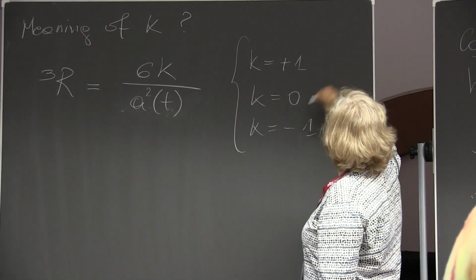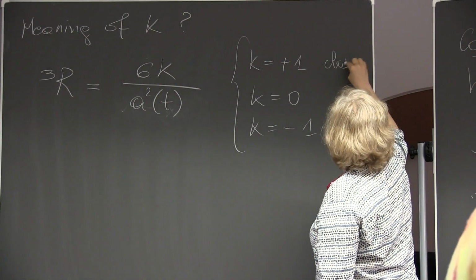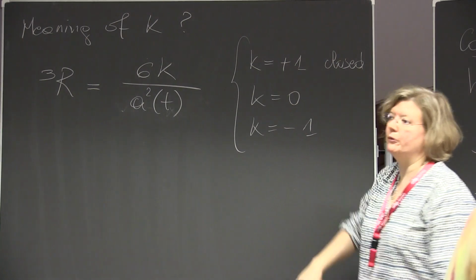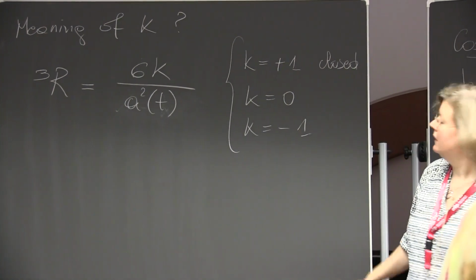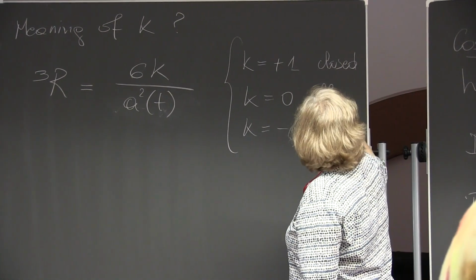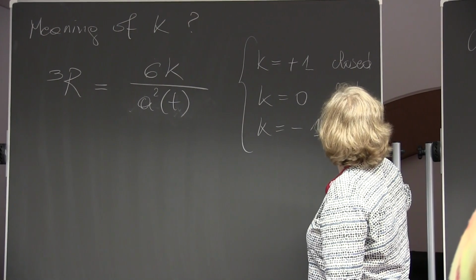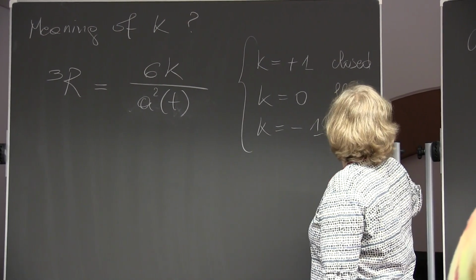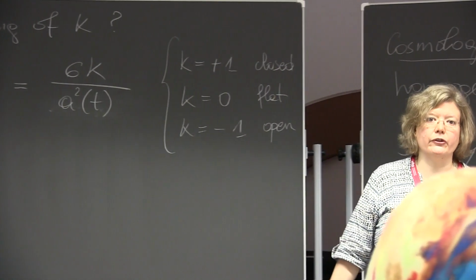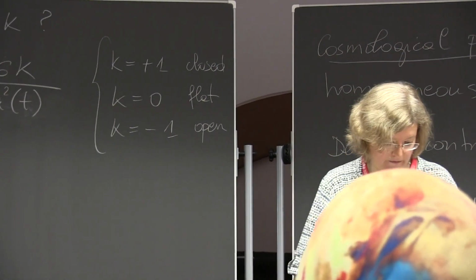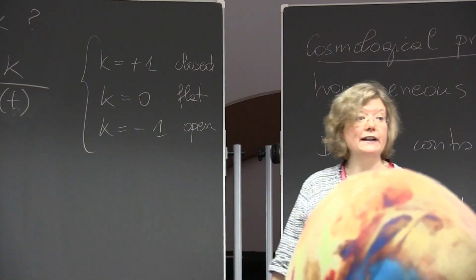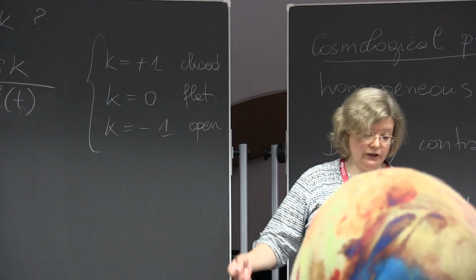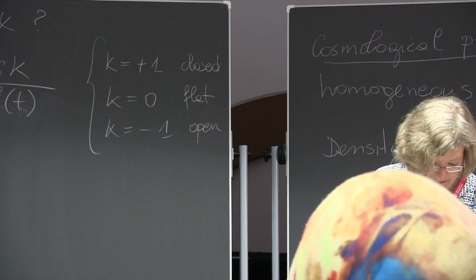And +1 is, of course, the closed universe with positive curvature. If you want to think about something, you can think about a sphere. k equal to 0 is the flat universe, and k equal to -1 is the open or hyperbolic universe. So in that case, the curvature is negative. It means in one direction you have positive curvature, in the other direction you have negative curvature.